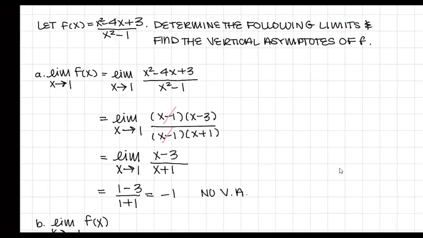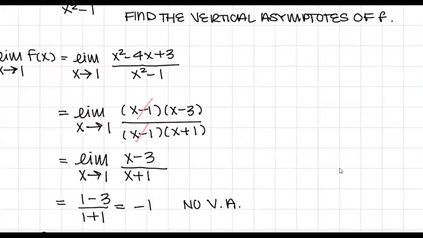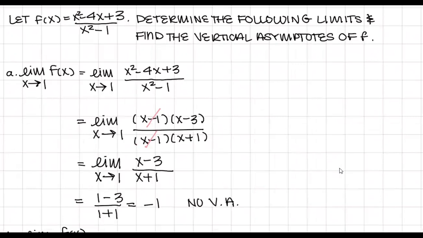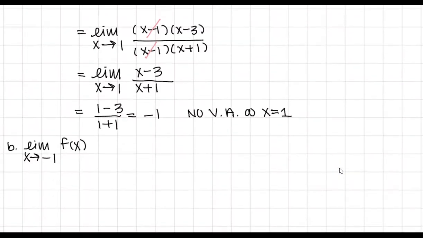vertical asymptote, and I'm going to abbreviate with V.A., no vertical asymptote at x equals +1. So we found the limit to be equal to -1, and we can confidently say that there's no vertical asymptote there. But let's consider x equals -1, because -1 squared is 1 minus 1 equals 0, so we definitely get a divide by 0 error in our denominator.